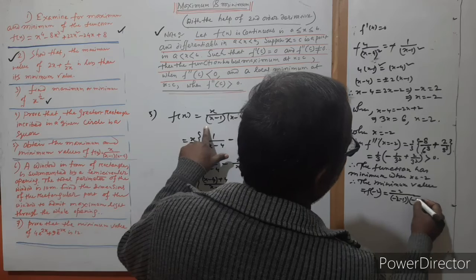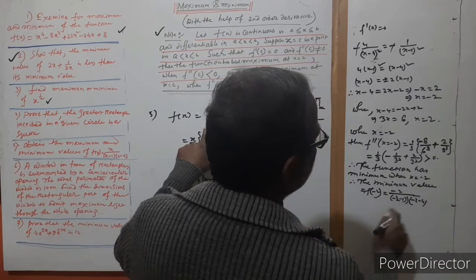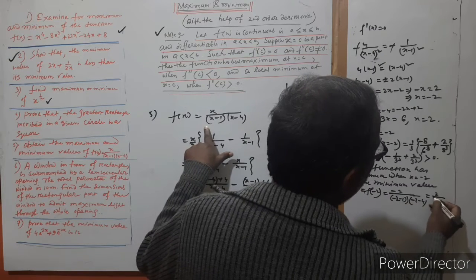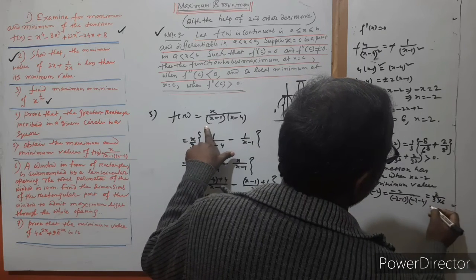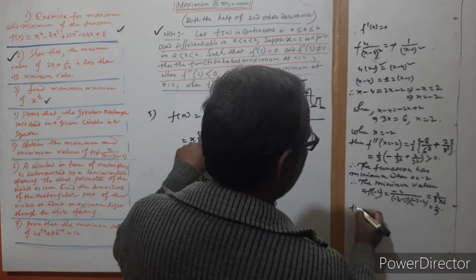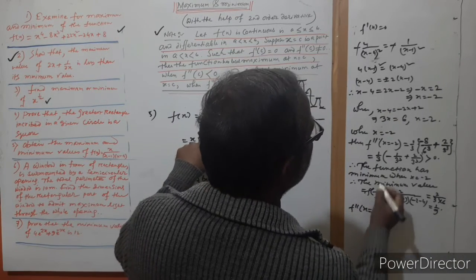And here minus 2 minus 1, and simplify this equation. Okay. So see, minus plus, so 2 by 3, and this is 6 here, so 1 by 9. Okay. And see, f double dash equal to 2.